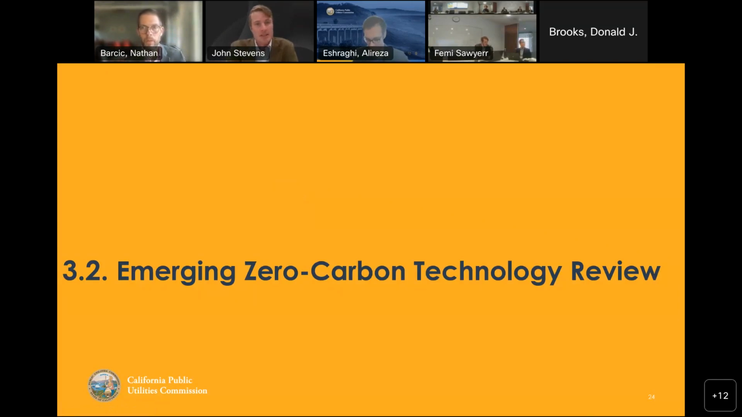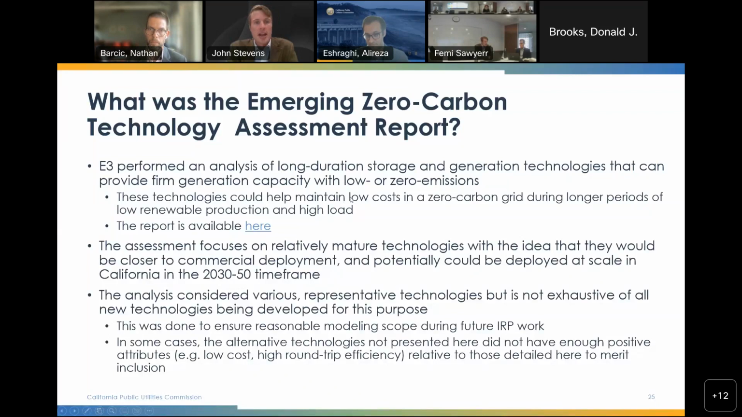So my name is John Stevens. I'm a consultant at Energy and Environmental Economics, or E3. And I'm going to give a quick review of the emerging zero carbon technology review that we've done. Next slide, please. So at a high level, what is the emerging zero carbon technology assessment report? Well, this was a report that is looking at some of the emerging long duration storage technologies and generation technologies that can provide firm capacity on the grid with either low or zero emissions. And so specifically, the idea is that these technologies in the future may help to maintain low costs, especially during periods in which you have high load and relatively low renewable production. And there's a link to the report here in the slide.